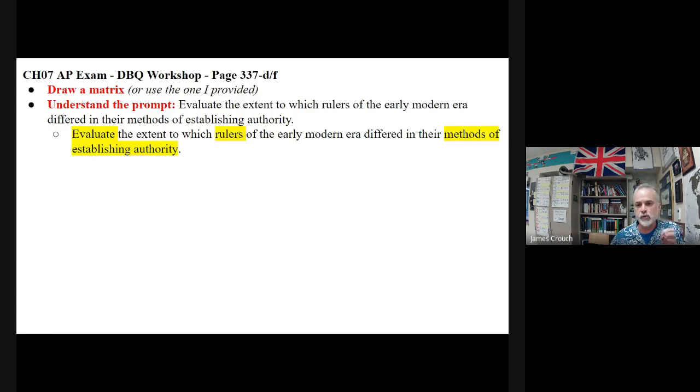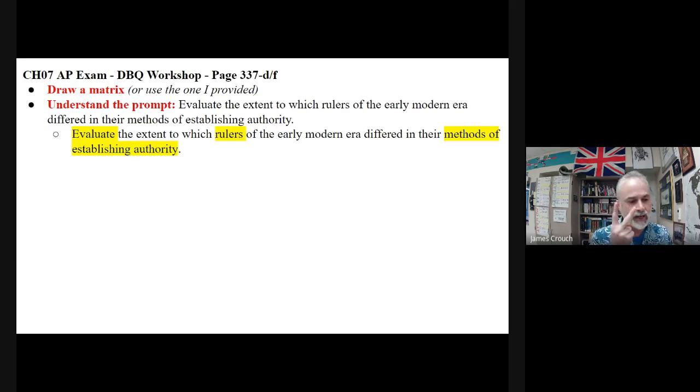When we look at each one of these documents, the very first thing we've got to do is know what we are looking for. First off, we're going to figure out how did they show that they were the boss? How did they become the boss? How did they show that they were boss? How were they the boss? Okay, that's the first thing we have to do.